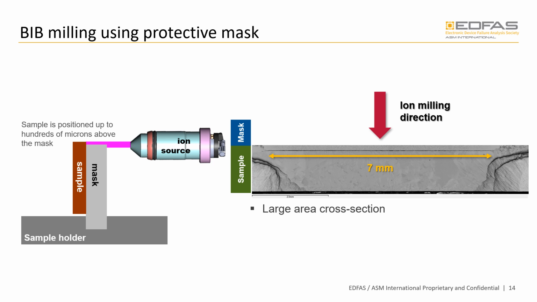Broad ion beam milling with a protective mask allows larger cross-sections up to 7 mm. The mask protects the sample edge and minimizes damage compared to FIB due to the use of lower ion energies and different ion species.